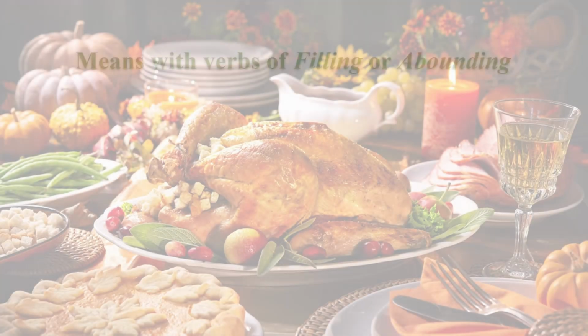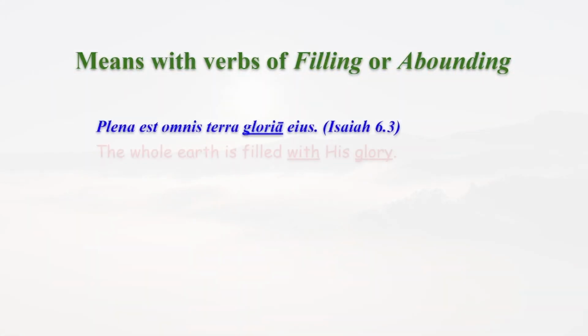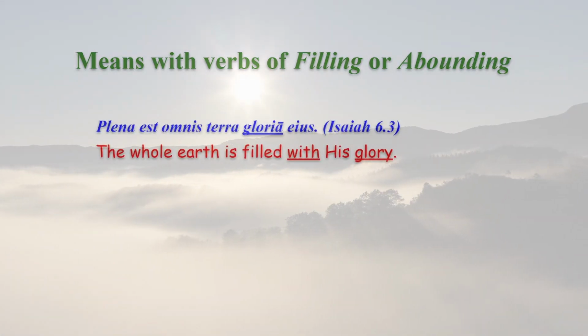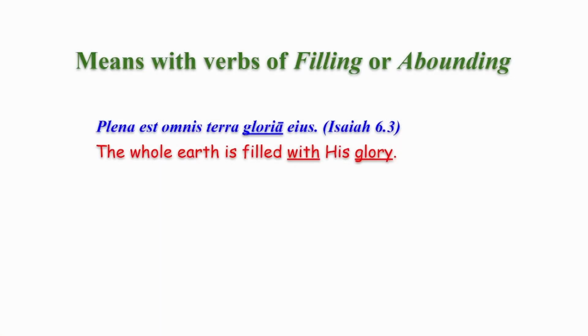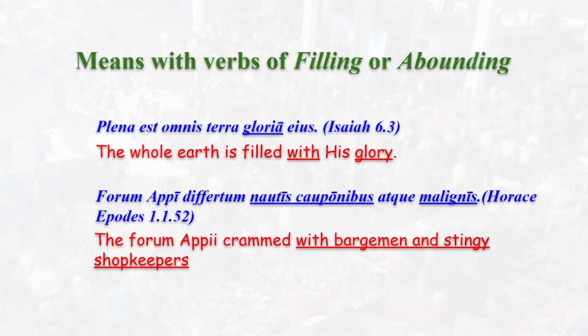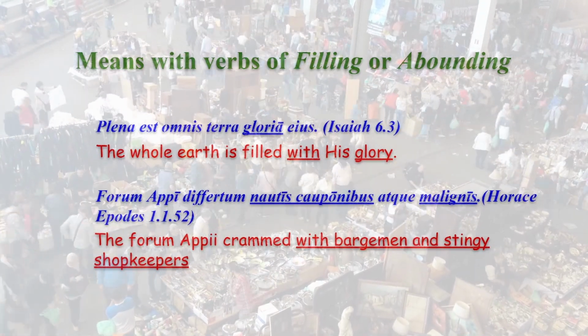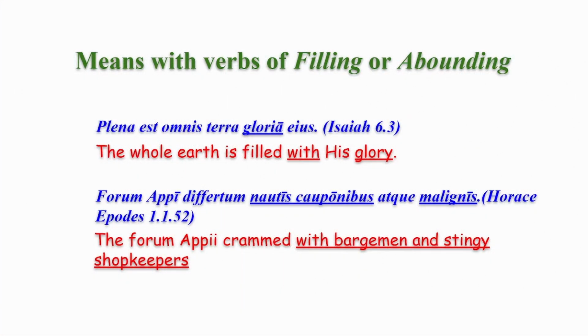In addition to clearly instrumental uses such as those above, Latin uses the ablative of means with verbs of filling and abounding. For instance, the prophet Isaiah says, Plena est omnis terra gloria eius. The whole earth is filled with his glory. Likewise, Horace refers to forum differtum nautis cauponibus atque malignis, the forum crammed with bargemen and stingy shopkeepers. So we can think of the filling or the stuffing as the means with which something is filled.